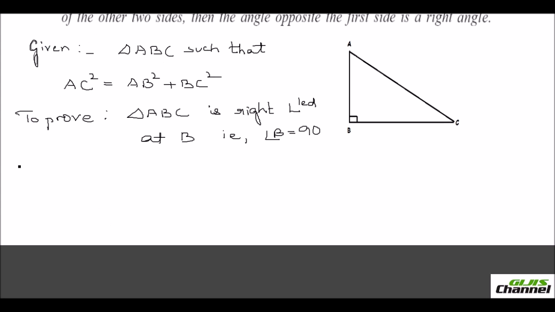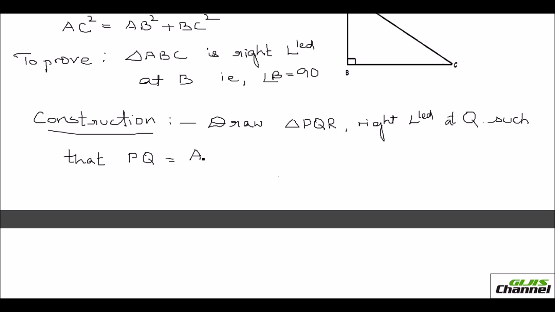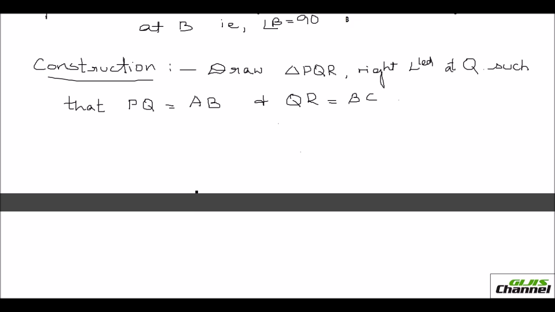So before this, we need to make a construction. Draw triangle PQR right angled at Q such that PQ is equal to AB and QR equals BC. Okay, the two small sides. Now for this, let me show you how to draw the construction.